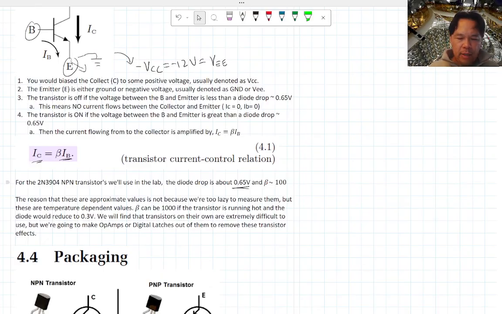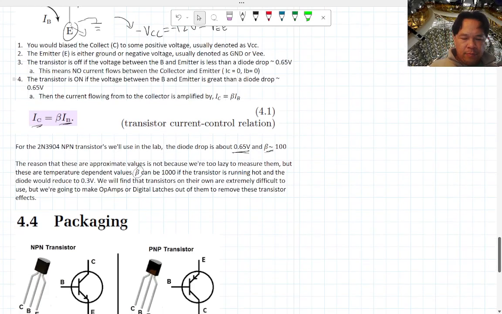As I mentioned before, this beta value is approximate, not because we cannot manufacture these things very well. It's just because this is a temperature dependent value. Transistors on their own are actually extremely hard to control because this beta value just changes as you run it.